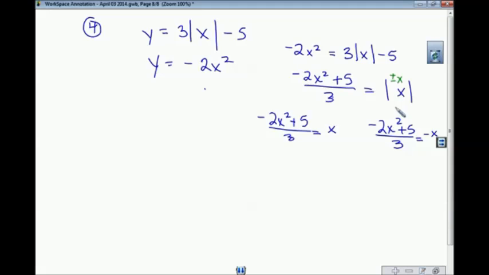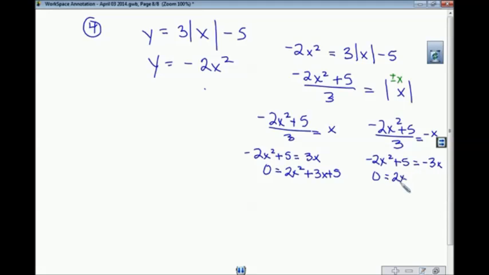It's very simple. Okay, so here I get negative 2x squared plus 5 equals 3x. So 0 equals 2x squared plus 3x plus 5. Here I get negative 2x squared plus 5 equals negative 3x. So 0 equals 2x squared minus 3x plus 5. No, minus 5. These are both minus 5. Sorry. Yes.